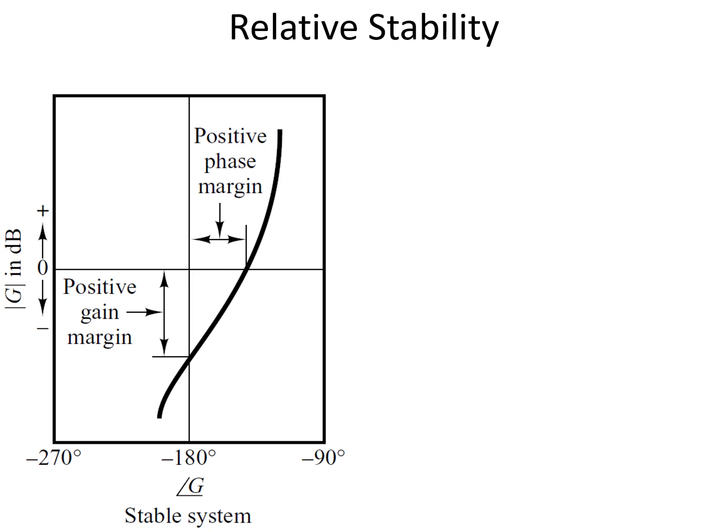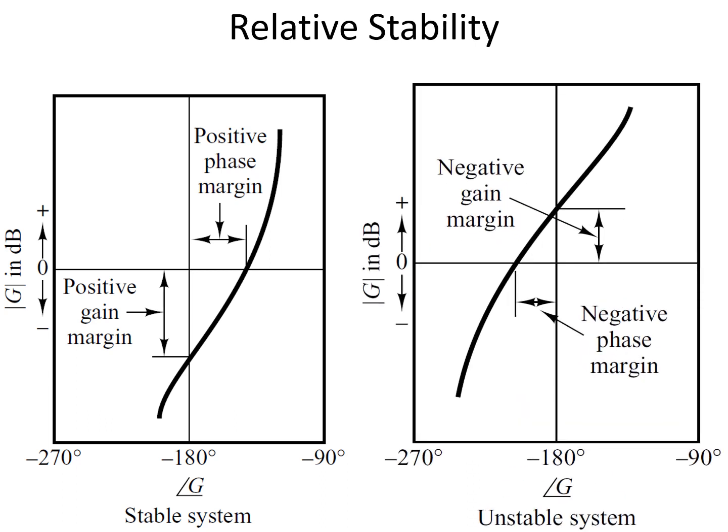Now, analyzing the relative stability of the system using the Nyquist chart, the frequency at which this plot crosses -180 degrees is used for your gain margin, and the frequency at which it crosses the 0 dB line is used for your phase margin. Gain margin, if it is on the lower side, below the 0 dB line, is positive. The phase margin here is positive if it is with respect to -180 degrees.